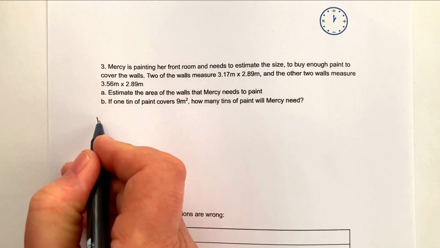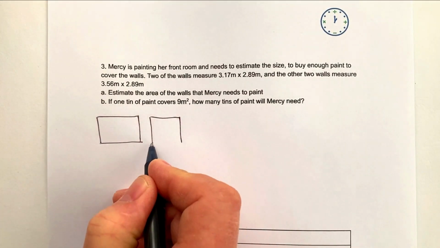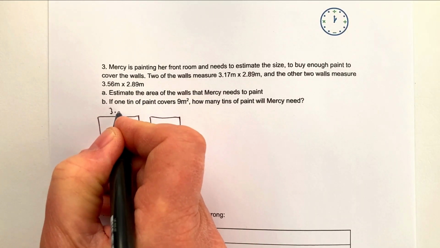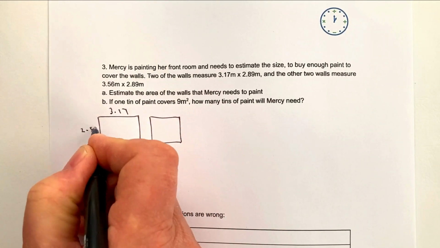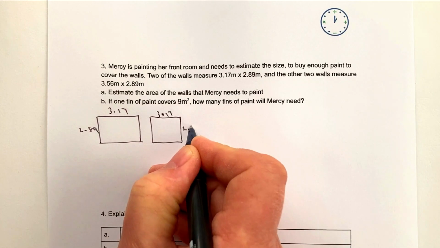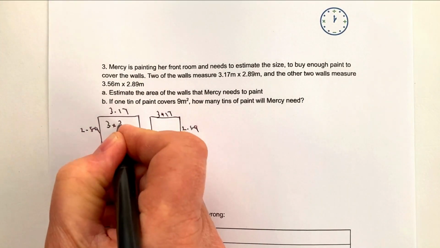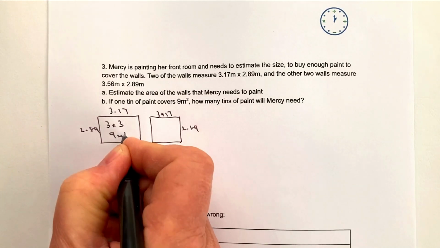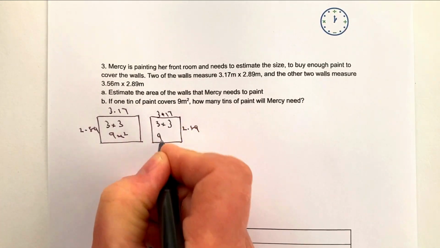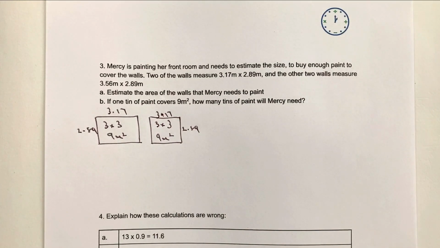Well, we've got 2 walls which are going to be 3.17 multiplied by 2.89, and both walls are exactly the same. Okay, 3.17 and 2.89. What I'm going to do is make both of them 3 by 3. So basically, I'm going to say that's a 3 by 3 wall. So that's going to be 9 meters squared. And that's a 3 by 3 wall. That's going to be 9 meters squared. Okay, so hopefully that's all right for you. Sorry about the differences in size on the sketch, but hopefully that's all right.